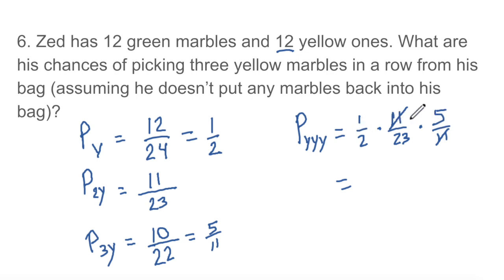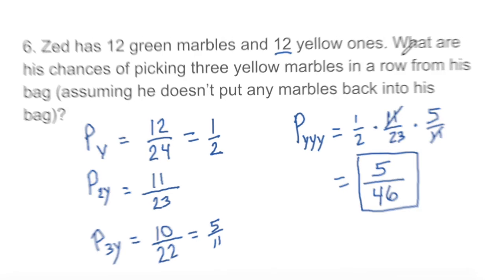So when we multiply the three tops together, we just get 1 times 5. And we multiply the bottoms, 2 times 23 is 46. So we get 5 over 46. And there's no way to reduce that, so that's our answer. 5 over 46 is the probability of picking 3 consecutive picks of all yellow.